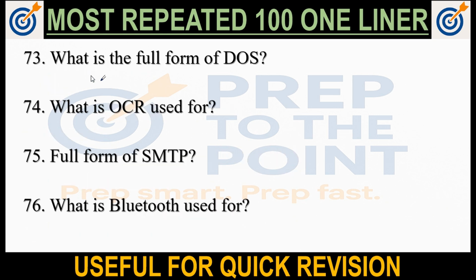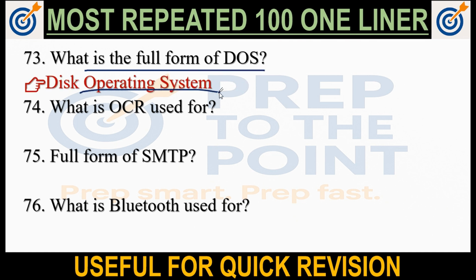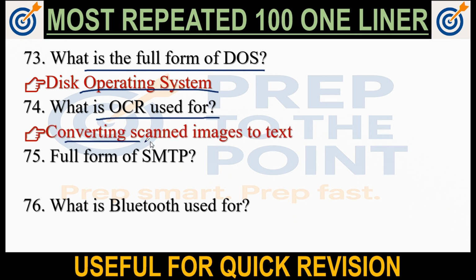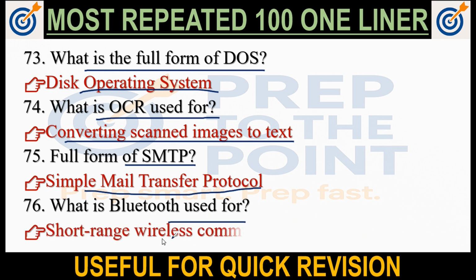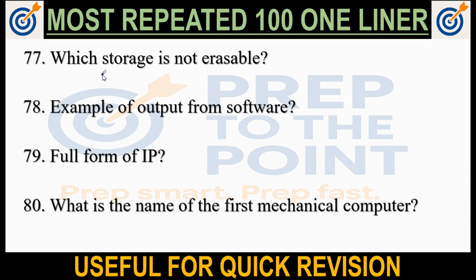What is the full form of DOS? Disk Operating System. What is OCR used for? Converting scanned images to text. Full form of SMTP, Simple Mail Transfer Protocol. What is Bluetooth used for? Short range wireless communication. Which storage is not erasable? ROM, read only memory, which is factory setting enabled.